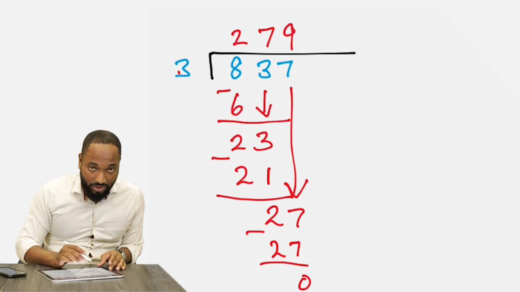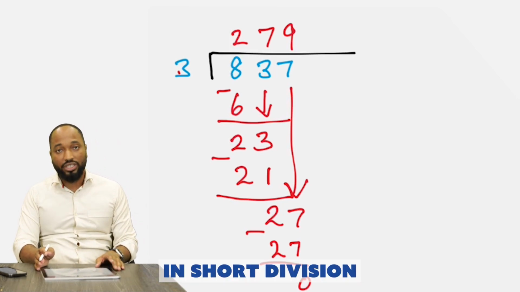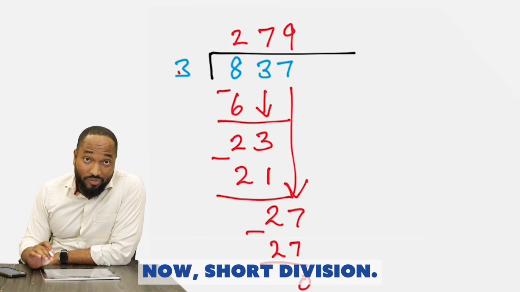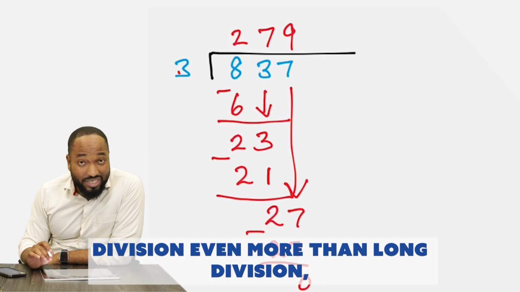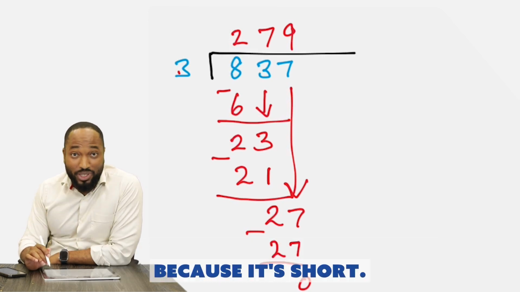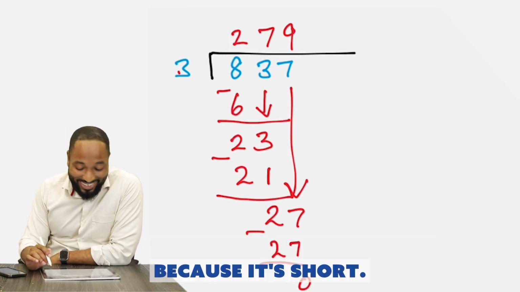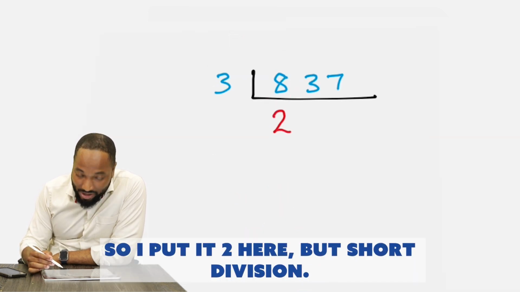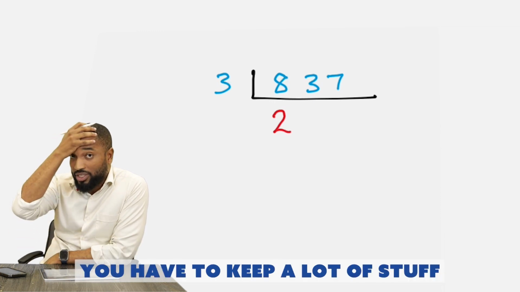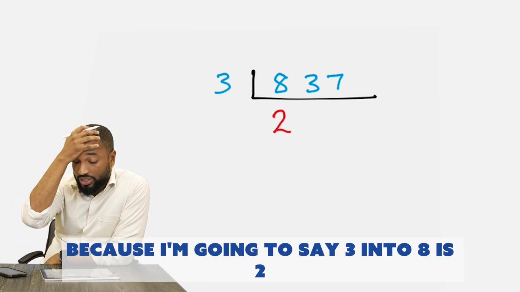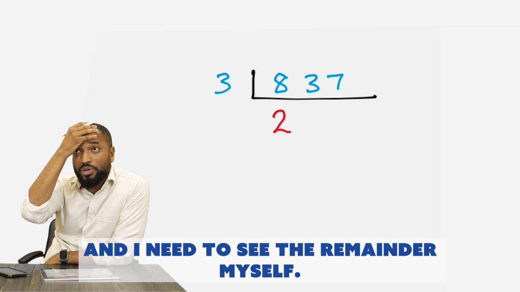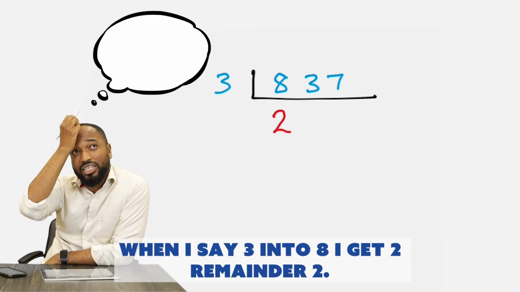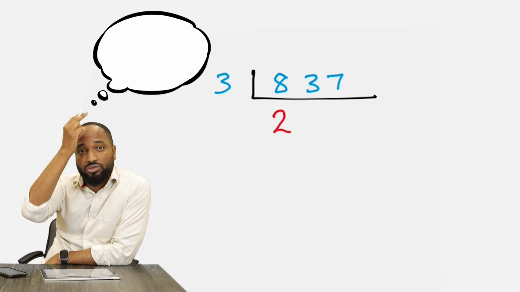You should. And let's see what happens in short division, and see if you can borrow some of the ideas from long division. Now, short division, I love short division even more than long division, because it's short. 3 into 8 is 2. So I put the 2 here, but in short division, you have to keep a lot of stuff in your mind, because I'm going to say 3 into 8 is 2, and I need to see the remainder myself. So I need to see the remainder somewhere up there.